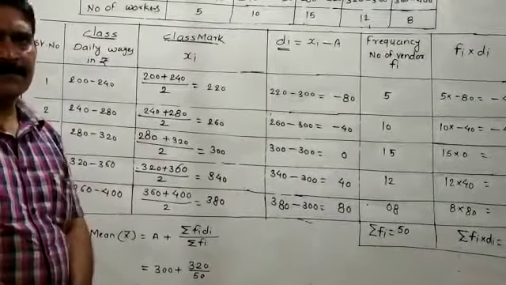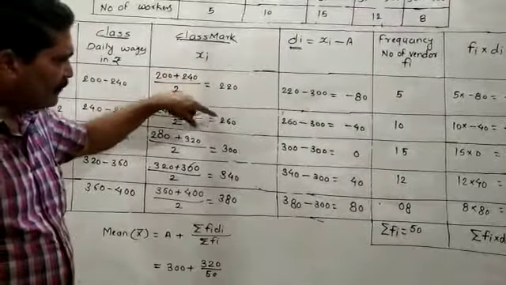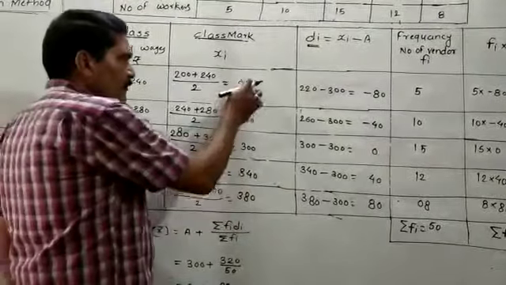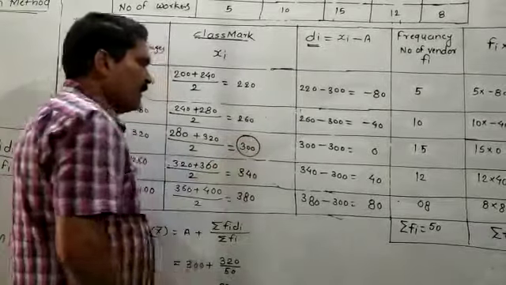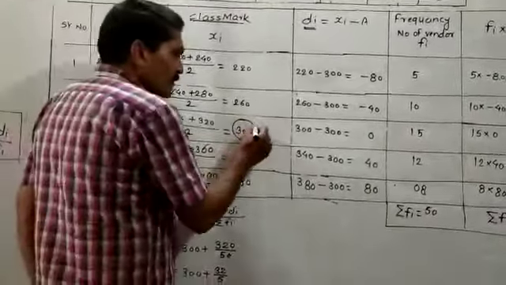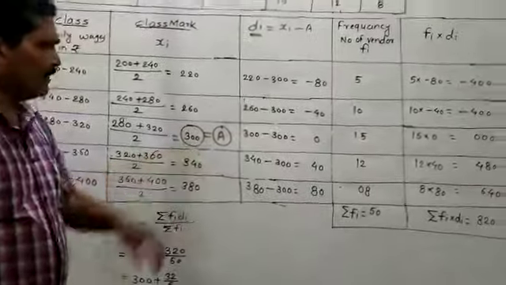Once we get the class marks, you have to assume one of the class marks. How do you assume? You see how many class marks there are: 1, 2, 3, 4, 5. Then which one is the middle one? Out of these 5, this 300 is the middle class mark. You have to assume this as A. So this is the assumed mean, A is equal to 300.